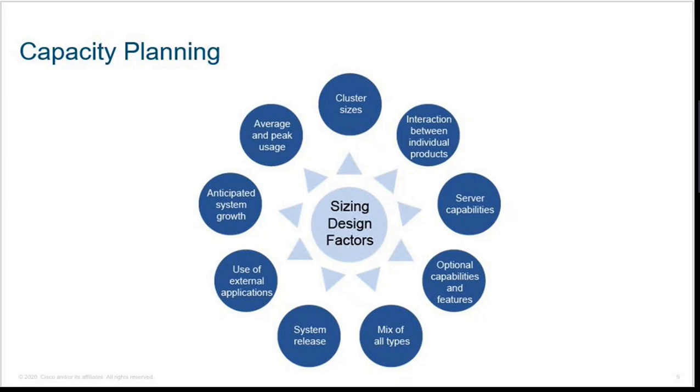So sizing design factors. When you're designing a collaboration network, there are different factors to be considered, like cluster size. What will be the cluster size, whether you're going to use one subscriber or two subscribers or four or eight, keeping four as active and four backup, and so on. Interaction between individual products, how the interaction between the individual products or end devices is going to happen, what will be the different protocols used, what will be the gateway protocols used, as we have different options for those as well. Server capabilities, optional capabilities and features, mix of all the types.